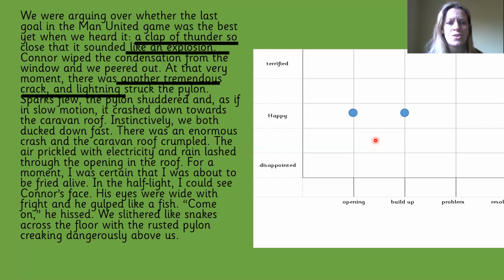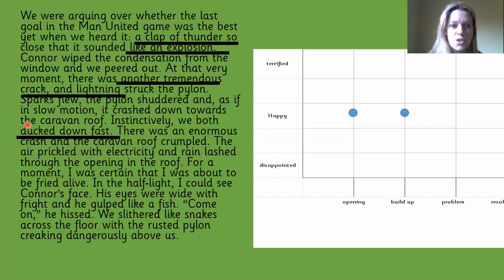Sparks flew, the pylon shuddered, and as if in slow motion, it crashed down towards the caravan roof. Instinctively, we both ducked down fast. Now we've got a fantastic alliteration there. Ducked down fast, lovely. That tells me their movements, they are scared because they are moving quickly. If you think you're in trouble or in danger, you're going to move quickly. And they're ducking down because things are happening above them. Remember, it just said that it crashed down towards the caravan roof. So that tells me that they're worried about something above them, so they've ducked down quickly to get out of the way.